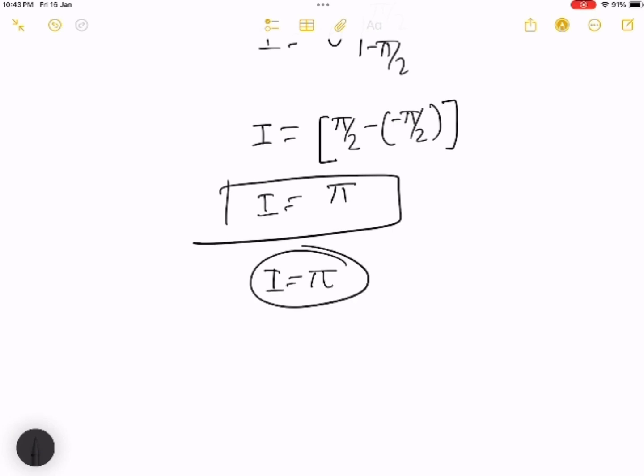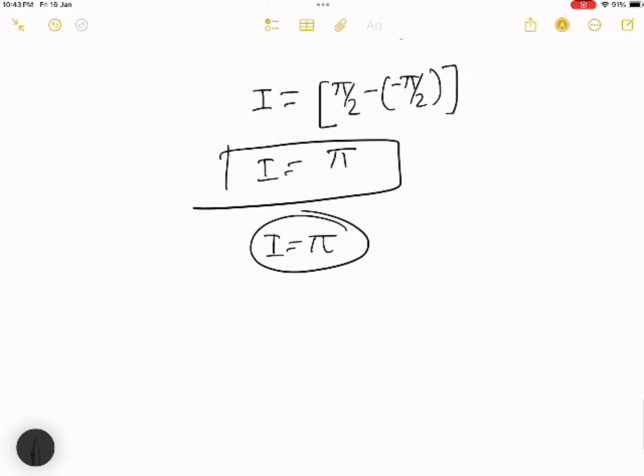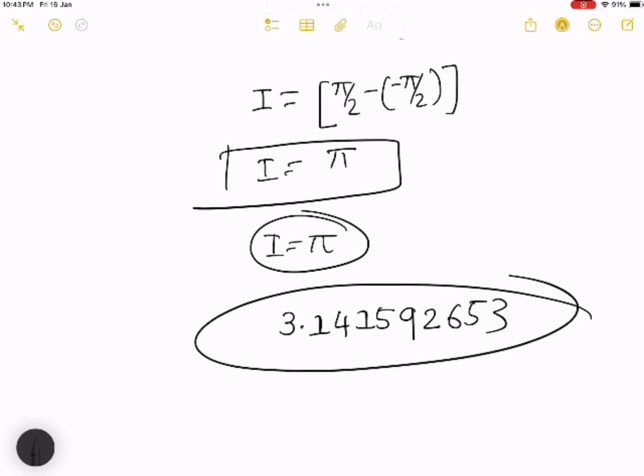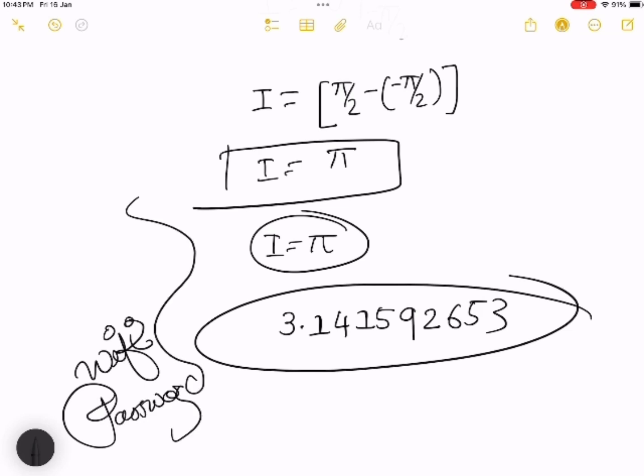Now even I don't know the first 10 digits of pi. I just know like 3.1415. So let's check Google, and on Wolfram Alpha it says that the first 10 digits of pi are 3.141592653. So this is the Wi-Fi password. Yay, we did it.